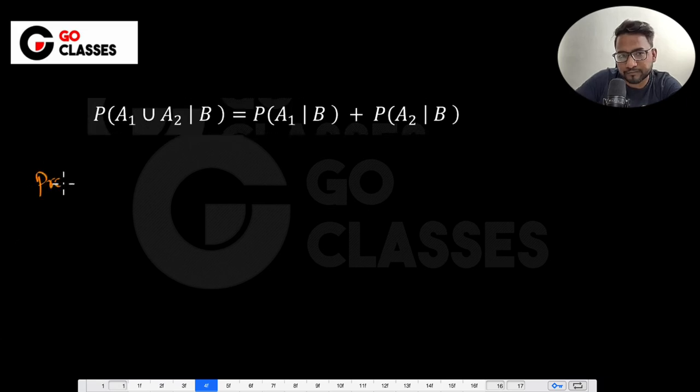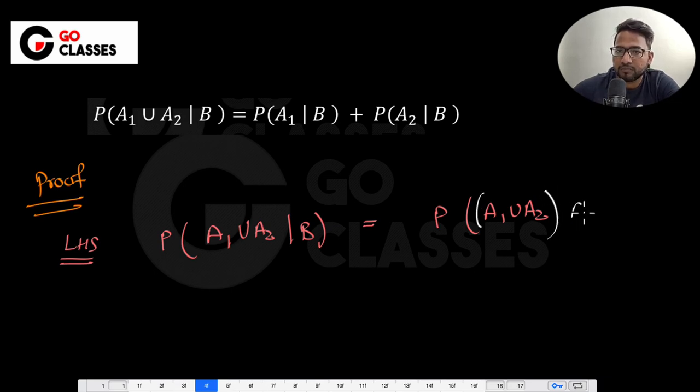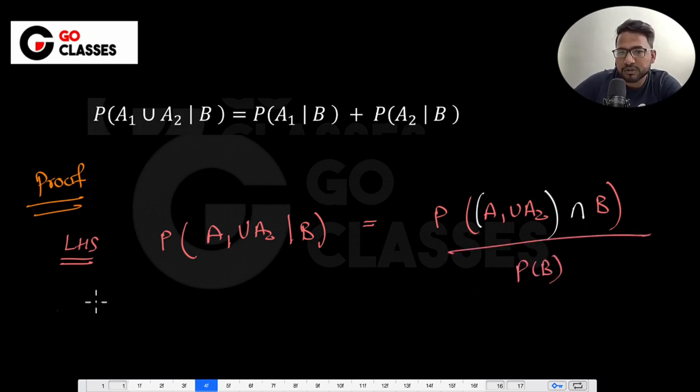So, the proof. What is the LHS here? The LHS is the probability of A1 union A2 given B, which is the same as the probability of A1 union A2 intersection with B, upon the probability of B, isn't it? Now can you open this up? Can you apply the set theory rule?